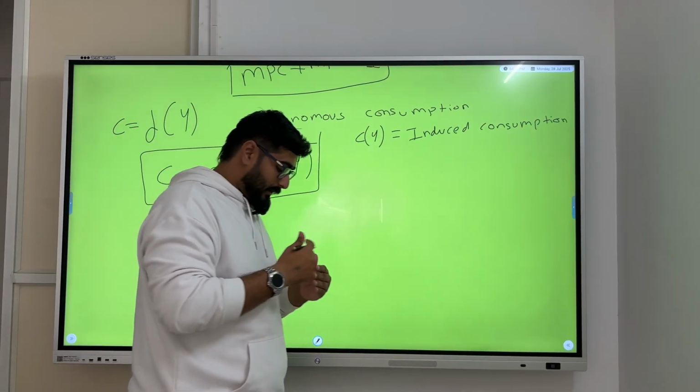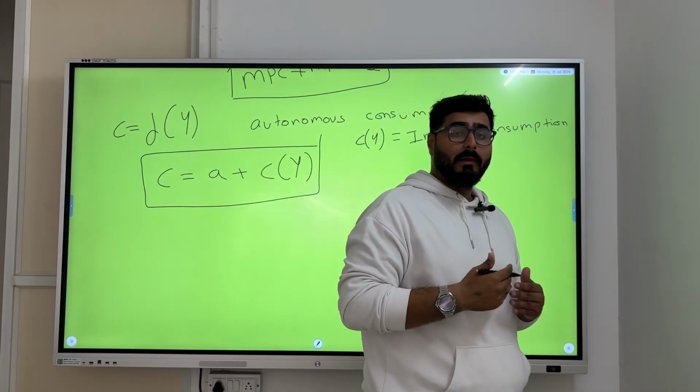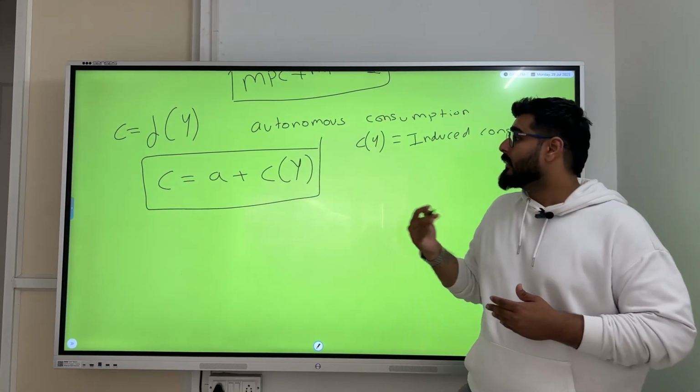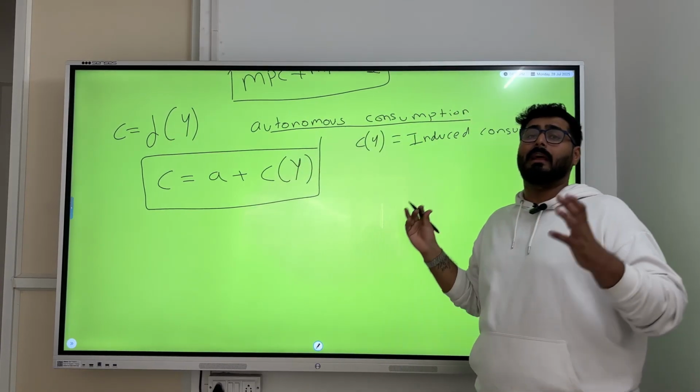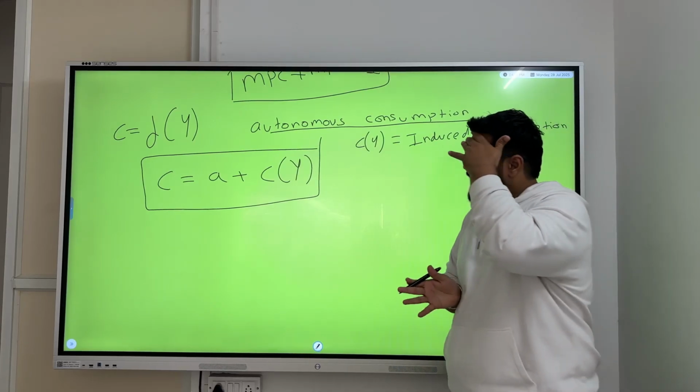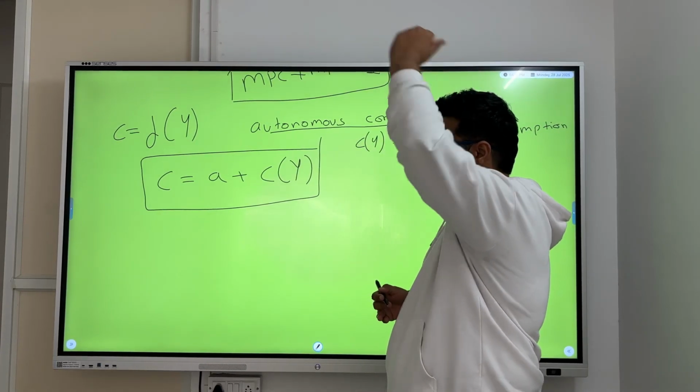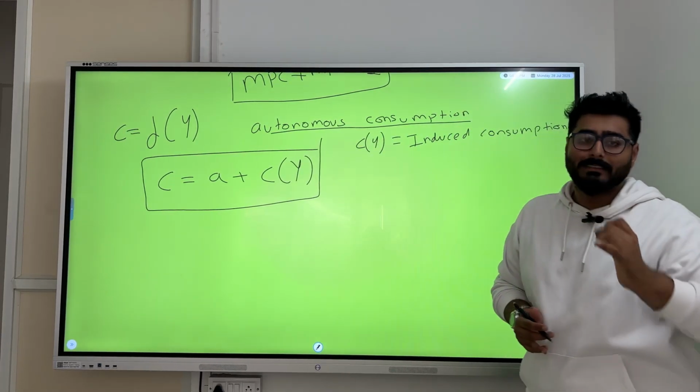As and when my income goes on increasing, my consumption also goes on increasing. But along with that, I have autonomous consumption as well. So that is C is equal to A plus C of Y.